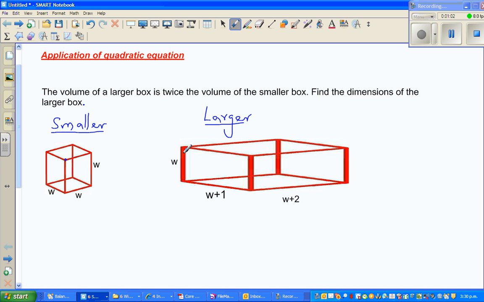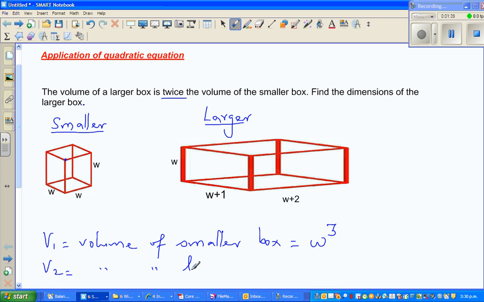And what they're saying is the height is W, the width is W plus 1, and the length is W plus 2. This is a crucial word here: the volume of the larger box. Let me write V1 is the volume of the smaller box. You know the volume of a cuboid is length times width times height, so W times W times W is W cube. V2 is the volume of the larger box, which would be W times W plus 1 times W plus 2.